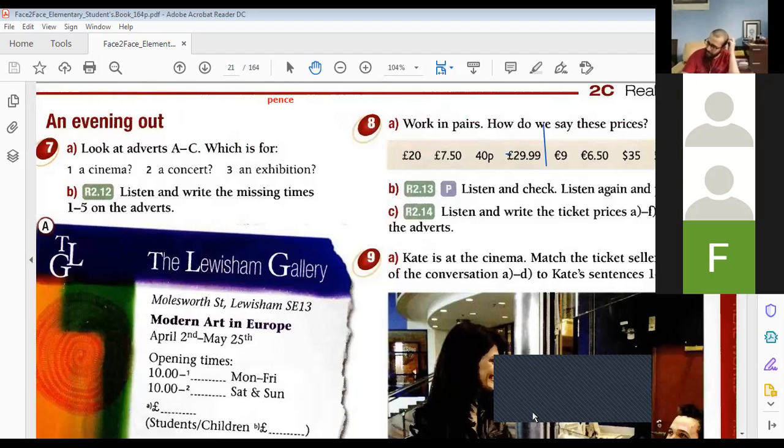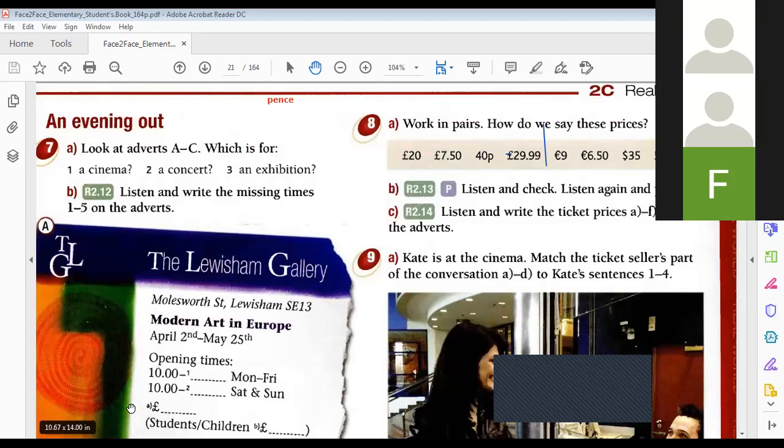Okay, the only idea we can take from this exercise is that usually in prices with a decimal point, we always say the currency first. So we say 7 pounds 50, 7 pounds 20, 7 pounds 30. Do you get the idea, Fatima? Yeah. But for 99 we don't say it, just 29.99, 15.99, 10.99, and so on. This is the idea.